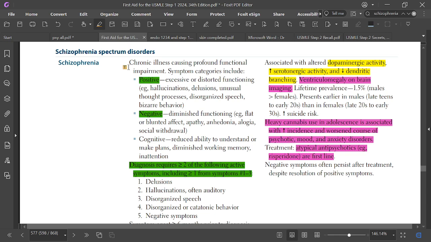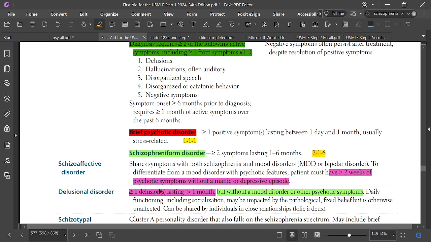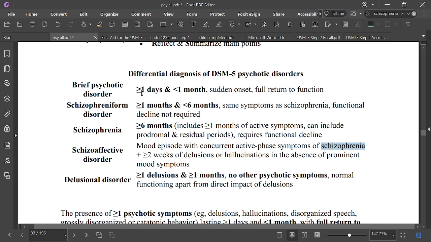The next one, BPD, brief psychotic disorder: one or more positive symptoms, that means delusion, hallucination, disorganized speech, disorganized behavior, lasting from 1 day to 1 month. It is stress related. Schizophreniform disorder is two or more symptoms lasting more than 1 to 6 months. So brief psychotic is more than 1 day, less than 1 month, and schizophreniform is more than 1 month and less than 6 months. If it is more than 6 months, that is schizophrenia.